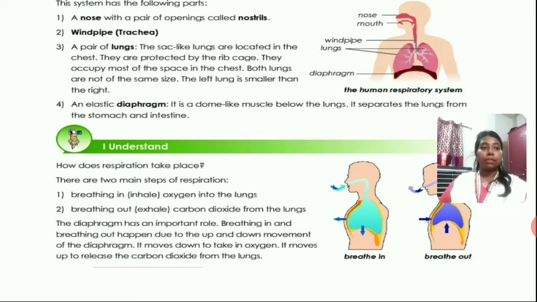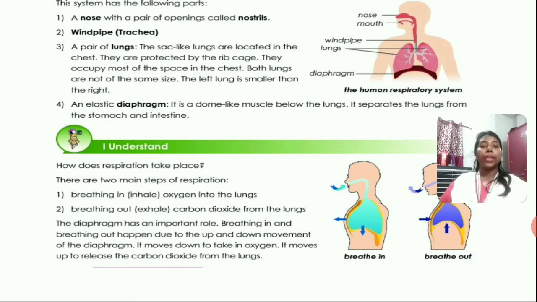Yes, first it is the nose. With the help of our nose, the oxygen enters. Yes, we are able to breathe in. We are able to take in the air with the help of our nose, through the openings called the nostrils. Then with the help of the nasal hairs, and then it reaches our windpipe.